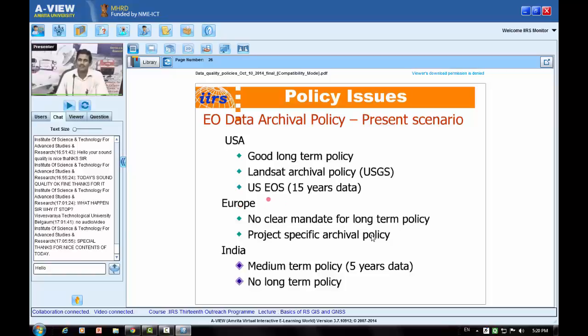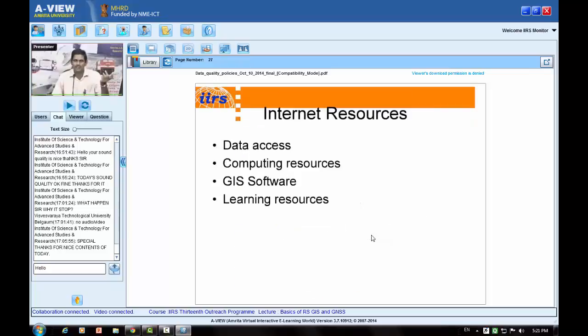And if you see some of the countries, they have methods of doing it. USA has a strong data collection method. If you talk about Europe, they don't have a clear mandate for long-term policy. That is project-specific archival. If they are working on a project, they are doing it for that. India has a medium-term policy, 5-year data, no long-term policy. So these are the different policies regarding the data.